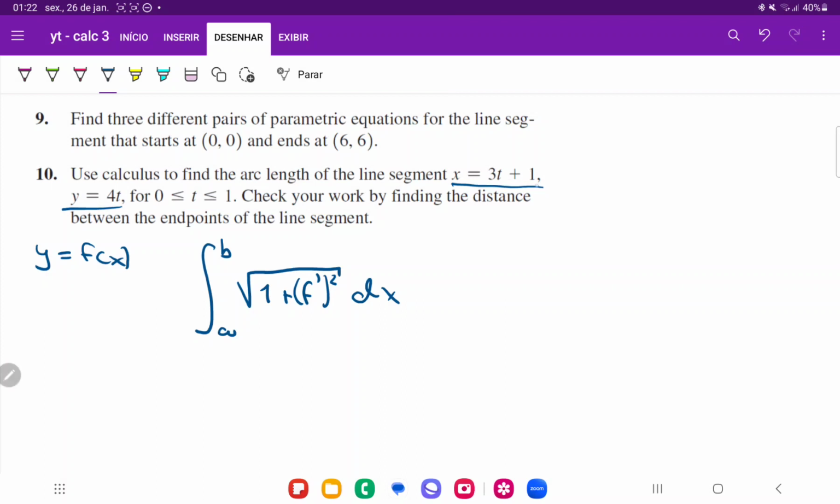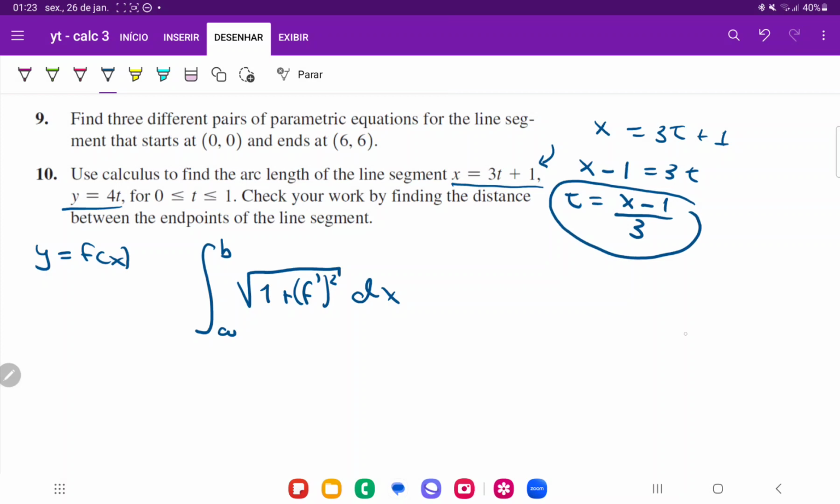So what we're going to do here is take this equation, x is equal to 3t plus 1, and isolate t in terms of x. So if x is equal to 3t plus 1, I'm going to bring the 1 to the other side. So x minus 1 is equal to 3t, and thus t is going to be equal to x minus 1 divided by 3.